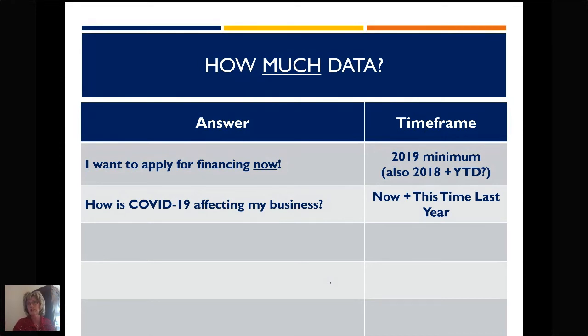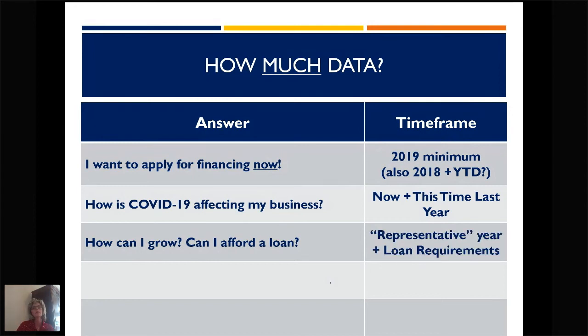Positively, maybe because you pivoted, or maybe negatively because you didn't know what to do, you got stuck, and that's happened. So a lot of people are asking, how can I grow and can I afford a loan? Well, to do that, we're going to need to understand what your loan requirements are. So you get on the phone with your banker or your credit union, you call myself, we go through what the loan requirements would be, and then the representative year. Whether that was 2019, most likely we're still going to want 2020, but it was probably different for most people. And then probably even some projections to figure out, can I afford a loan going forward?